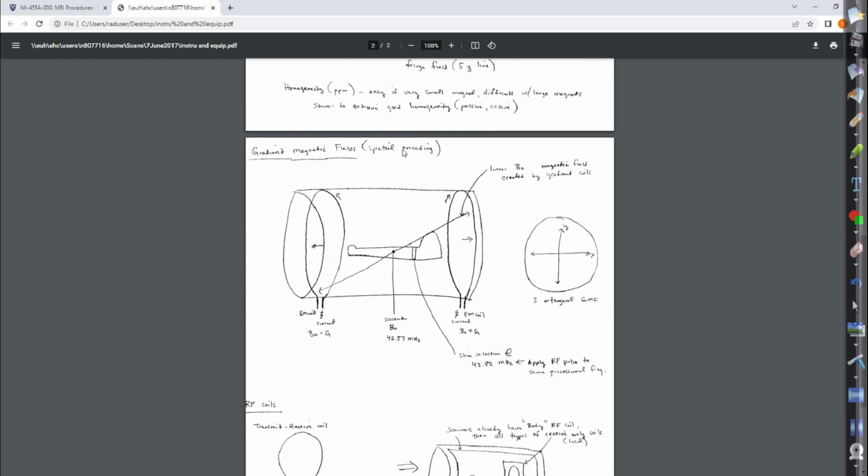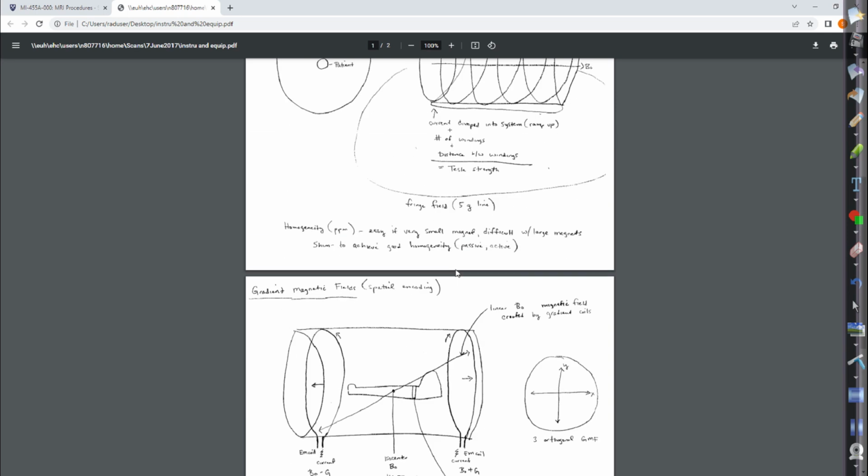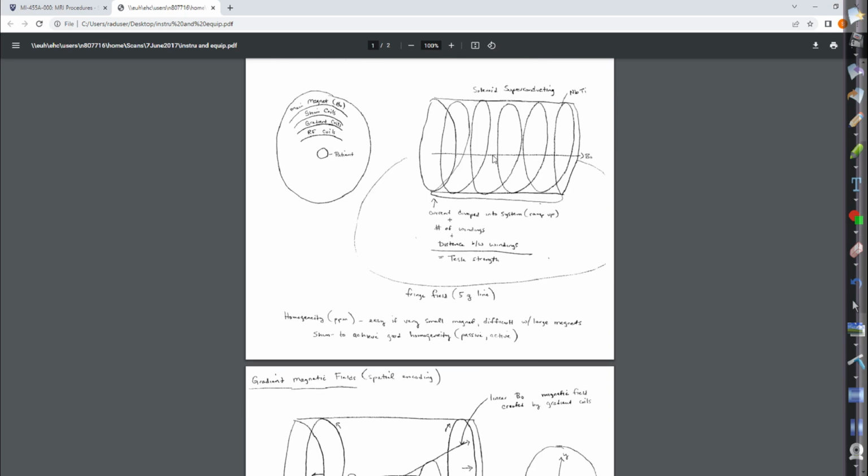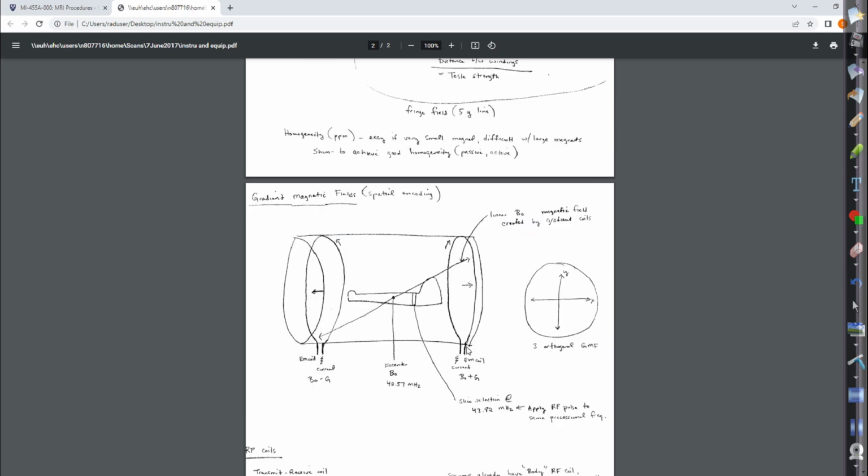This is what it looks like for spatial encoding. So imagine our gradient magnetic fields look like this. So you have this solenoid coil right here, but then you have another layer. And what's happening is you're basically having, for the Z gradient, head to foot, you have one coil at the head and one coil at the feet.